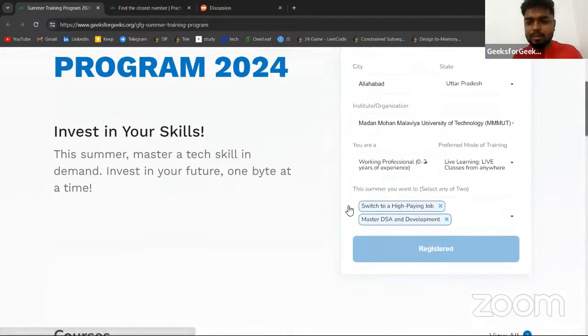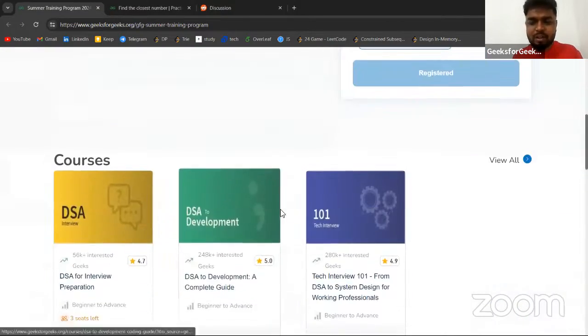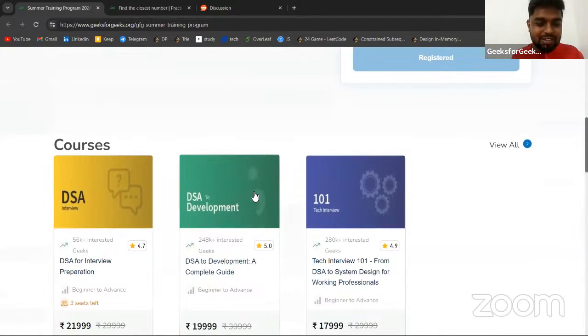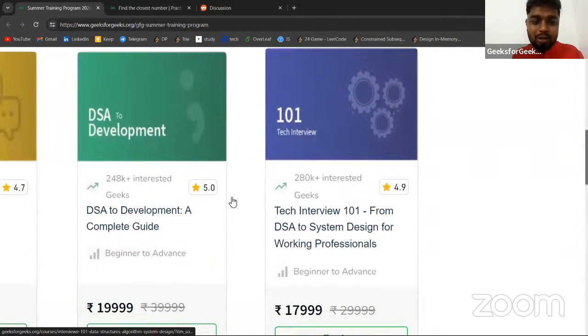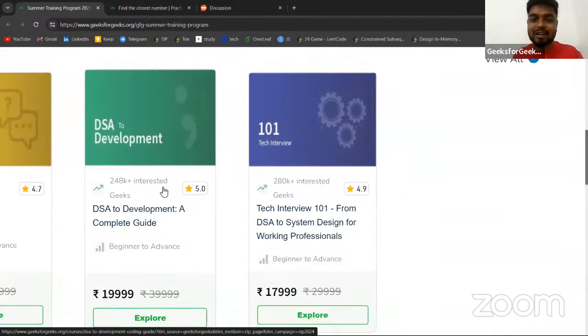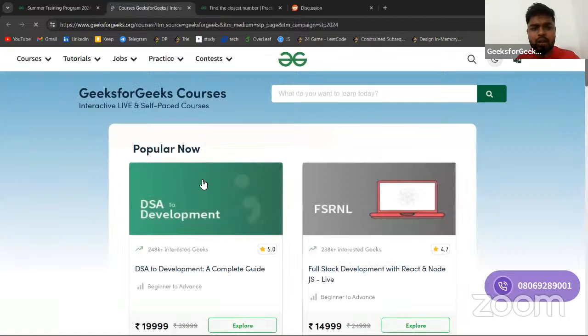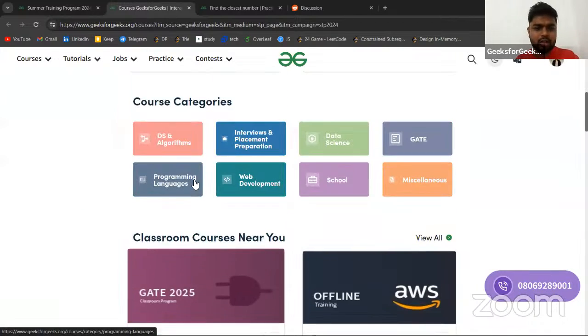So you can see, for example, I had selected these options for myself. That I want to switch to a high paying job. I hope Geeks is looking into this. Then mastering DSA and development. So you can see that it is recommending me the Tech 101 course, then the DSA to development course, and things like that. So basically, these things are there, and if you want to view all the courses, then you can click on view all, and you can explore other things as well.